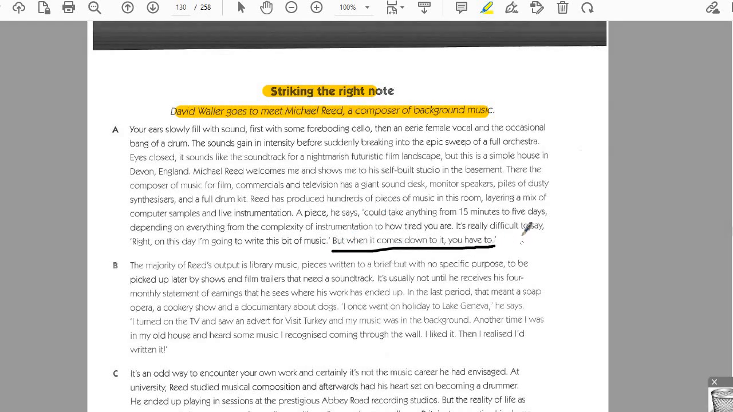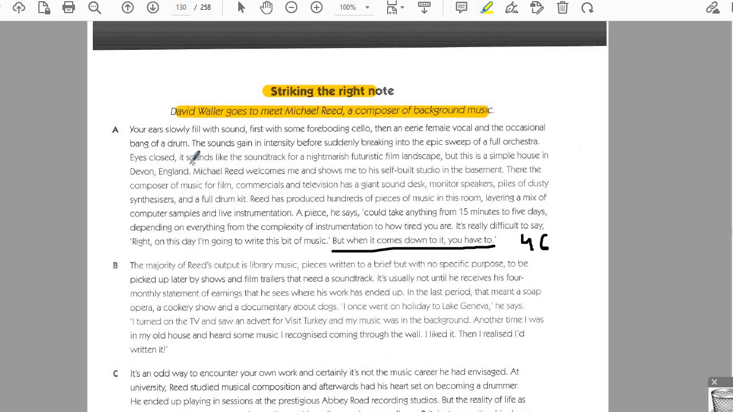So you have this evidence for 46. It's about the timetable, like how to organize the timetable, or being strict. So perhaps, okay, it says on this day I'm going to try this bit of music, but when it comes down to it, you have to. Okay, so it's like you have to force yourself, so it's a bit difficult.